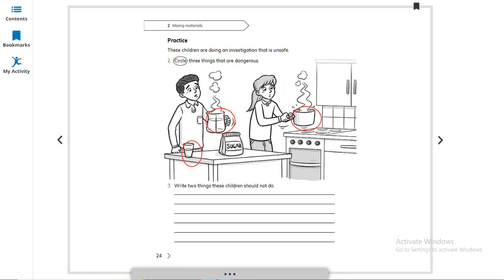Write two things that children should not do. So you can write different things. Okay, let's start. Do not put the glass on the edge of the table.